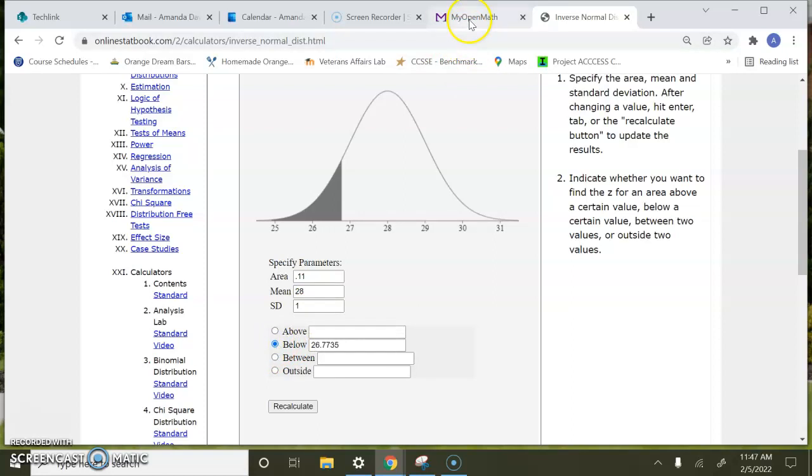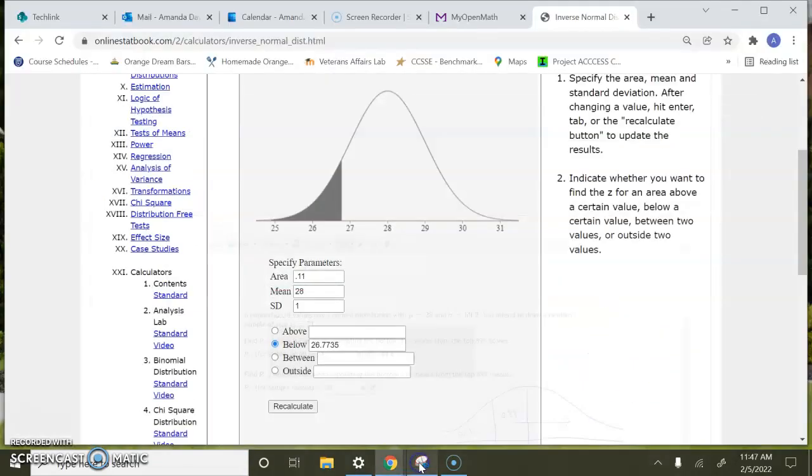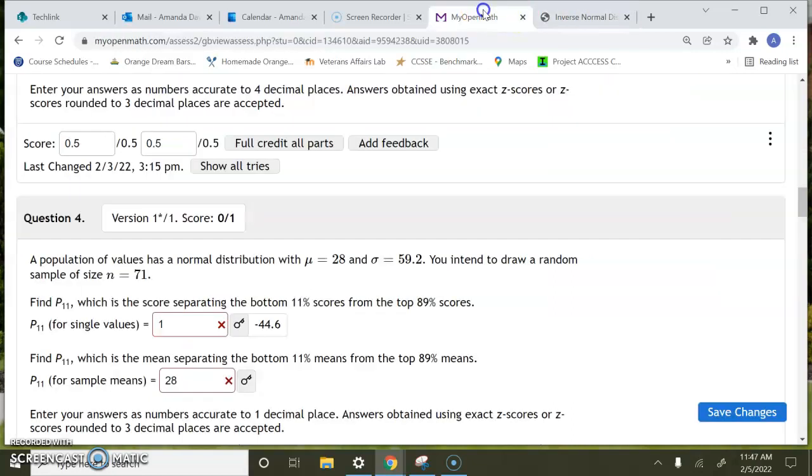In the first question, what we're asked is for single values. And so for single values, we're just going to use our regular standard deviation of 59.2. This will give us the value. So our value here is negative 44.6. Round to 1 decimal place. So that's our value here.